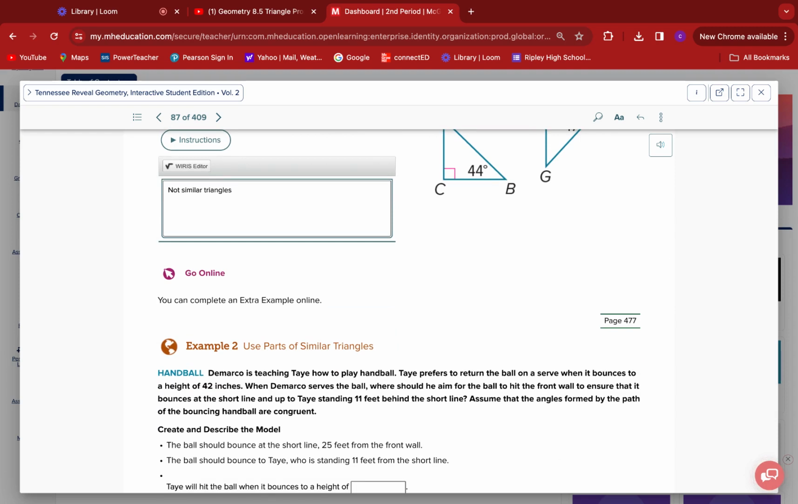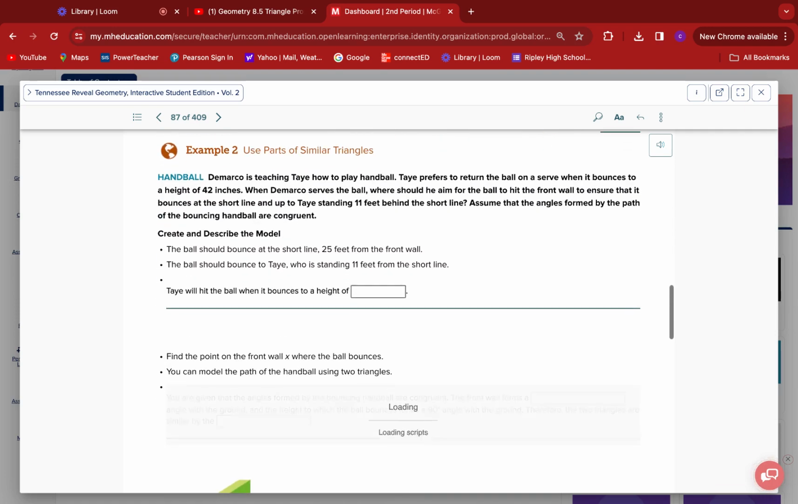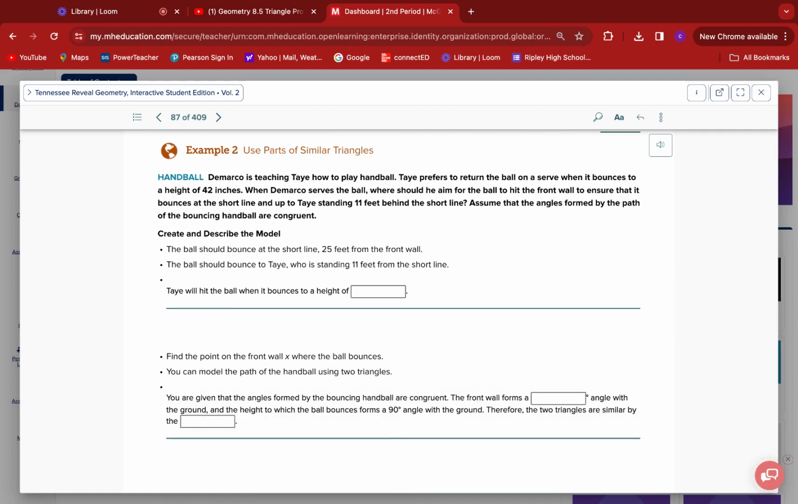Okay, example number 2. And strangely enough, our last example is a word problem. DeMarco is teaching Tay how to play handball. Tay prefers to return the ball on a serve when it bounces to a height of 42 inches. When DeMarco serves the ball, where should he aim for the ball to hit the front wall to ensure that it bounces at the short line and up to Tay, standing 11 feet behind the short line? Okay, I'm lost already. Assume that the angles formed by the path of the bouncing handball are congruent.